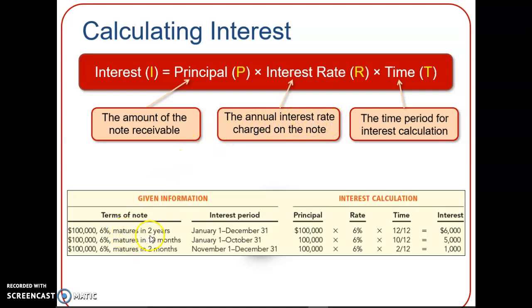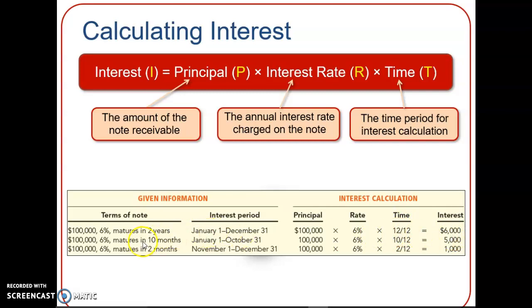The first one will mature in 2 years. For the current period that we are interested in, if we're calculating the interest earned for this year, we use the principal amount of 10,000 times the 6% annual interest rate, and then we can convert the 12 months into a year, because 1 year has 12 months, so that's 1 year. That's how we get $6,000.